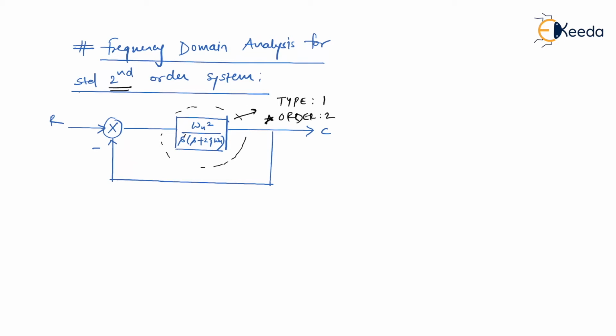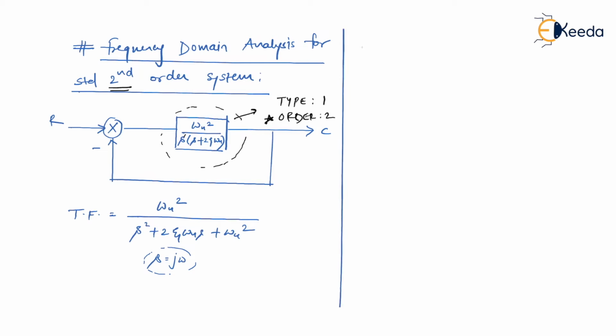The standard transfer function, that is nothing but the closed loop transfer function for the standard second order system, is given as omega n square divided by s square plus 2 zeta omega n s plus omega n square. So let me write it. Since we have to do a frequency domain analysis, as we discussed in the last lecture, we substitute s equal to j omega by considering the sigma value to be equal to 0. So let us substitute s equal to j omega in the above transfer function and see what we get.